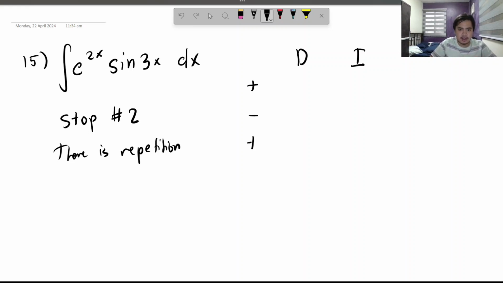Again, let us set up the DI method with the pluses and minuses here. For the D, let's say e to the 2x, and for the I, sine 3x. Alright. E to the 2x, what is the derivative? It's 2e to the 2x. What is the derivative of that? 4e to the 2x. Nice. Sine 3x, what is the integral of that? It's negative 1/3 cosine 3x.